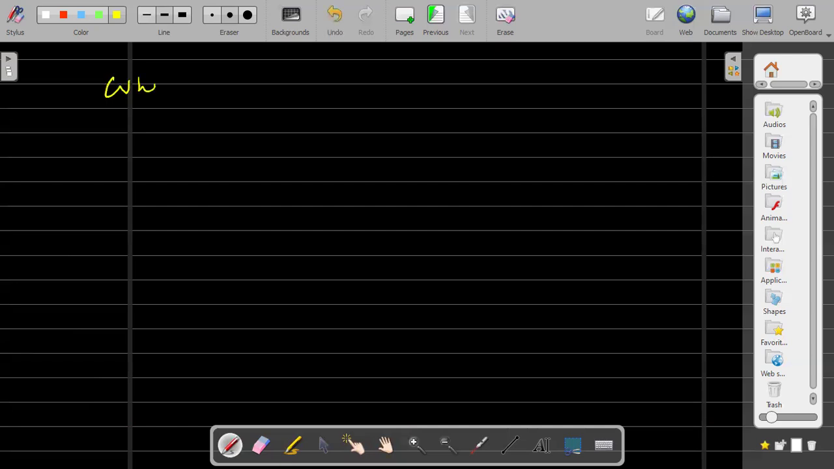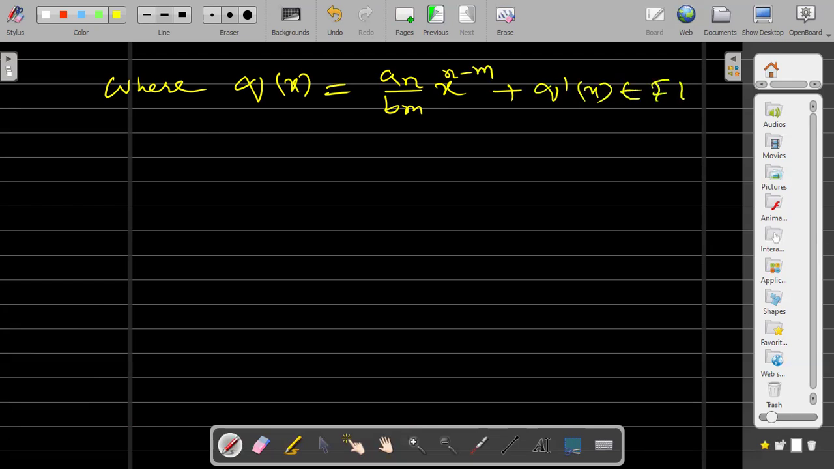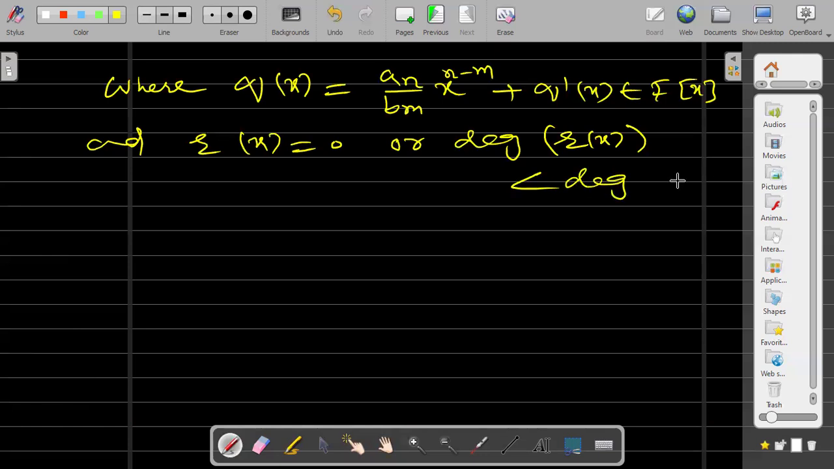Where, what is q(x)? This is equal to a_n divided by b_m x power n minus m plus q dash x, it belongs to F[x]. r(x) was already in F[x], and r(x) has this property: r(x) is 0 or degree of r(x) is less than degree of b(x). So this proves the result for a(x) also.